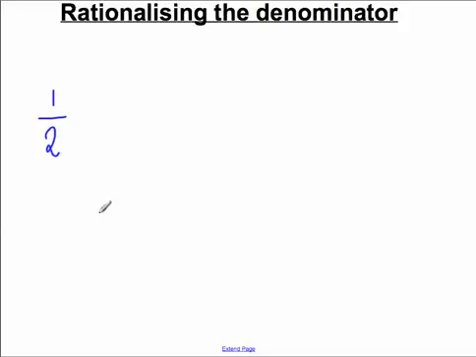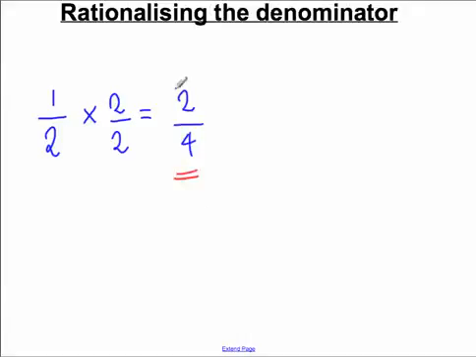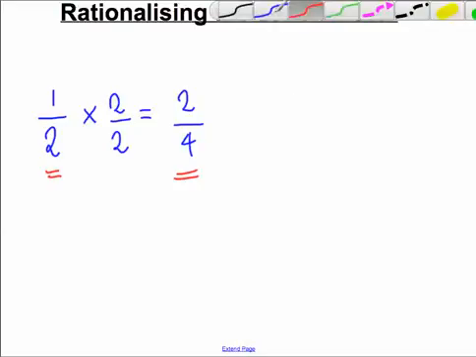If I asked you to generate an equivalent fraction to a half, that means a fraction that has the same value as a half but has a different numerator and denominator. Well, you might say to me, imagine I multiplied the top and bottom by 2, for example. 1 times 2 is 2, 2 times 2 is 4. Well, what have we done here? Well, 2 quarters, this fraction here has the same value as a half, but it's got a different numerator and denominator. Similarly, we could pick any number.